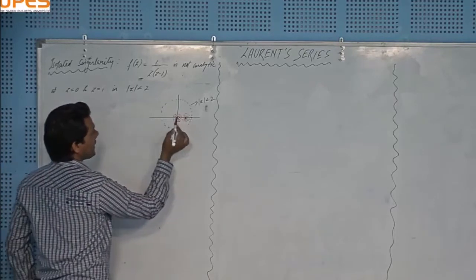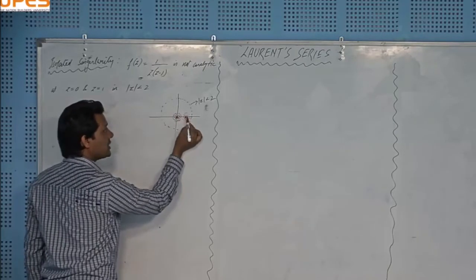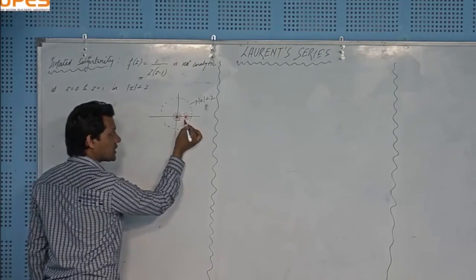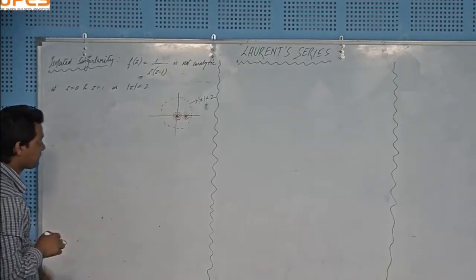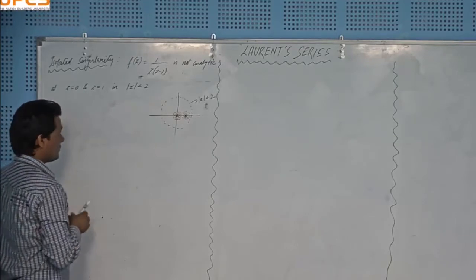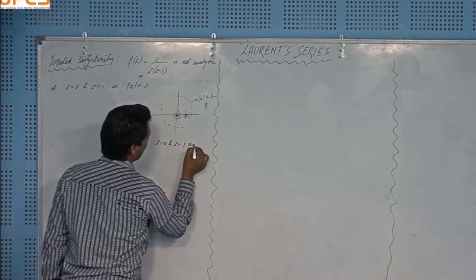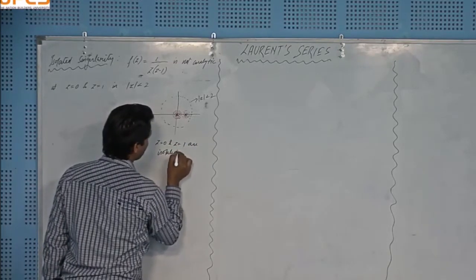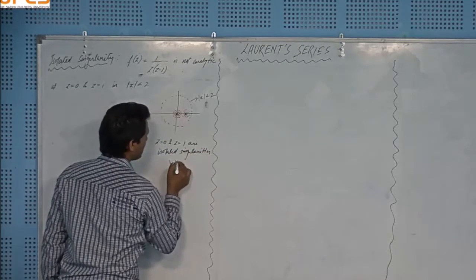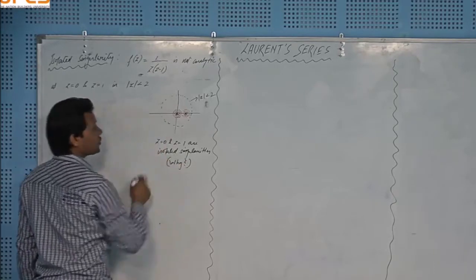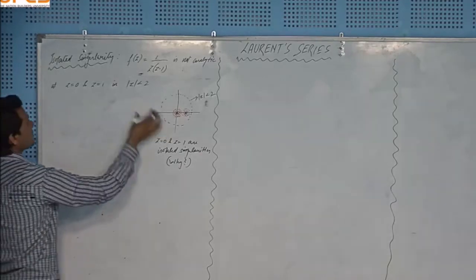So this is a disk, two disks, and this is the only singularity. In the first disk, z equal to 0 is the only singularity enclosed; in the second disk, z equal to 1 is the only singularity enclosed. So both of these singularities are isolated singularities. So I will write that here: z equal to 0 and z equal to 1 are isolated singularities, and the reason is now known to you. You know why we are saying that, right?